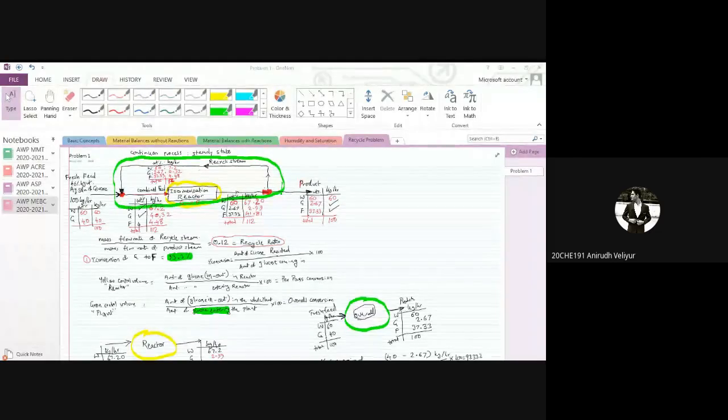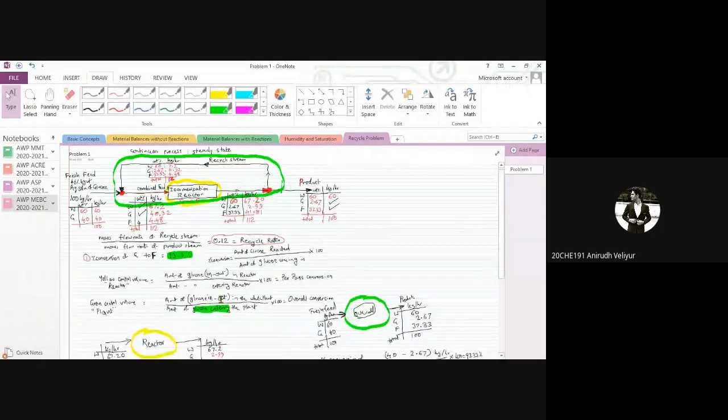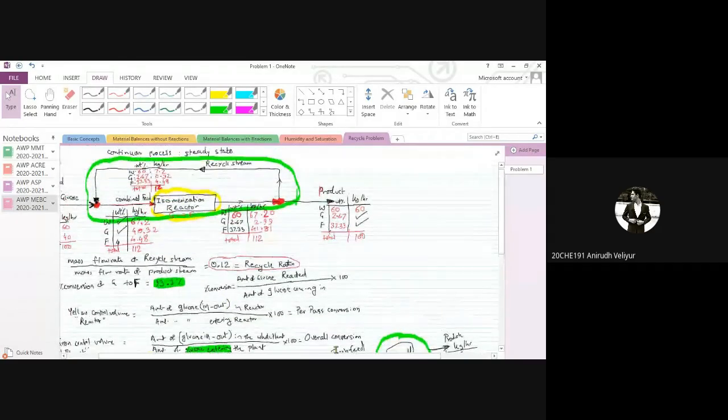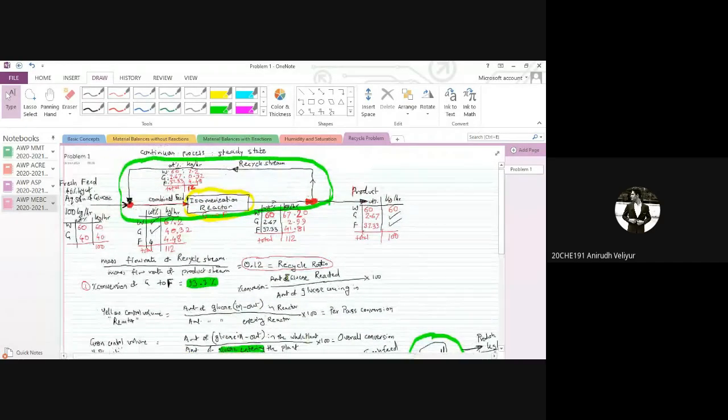Sir, just one doubt, sir. Yes. In between, sir, the water composition. I'm able to understand that at the end, in the final composition, the kg per hour is 60 for water. But in between, how is the weight percent 60, sir? I wasn't able to understand that.